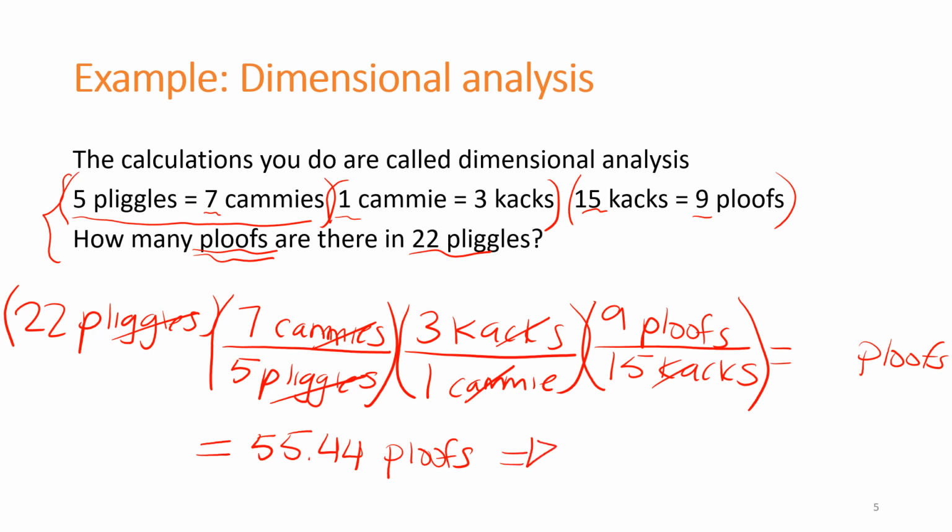Because we only want 1 sig fig, this value, which you can round to 55, we are going to have to convert to scientific notation, and when we convert it and round at the end, we end up getting 6 times 10 to the 1 ploufs.